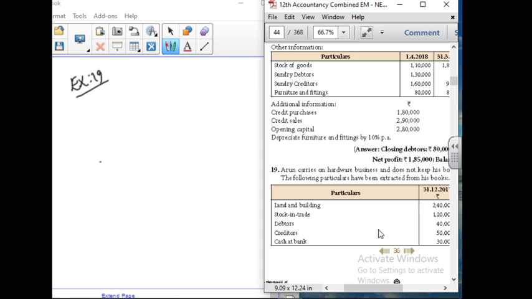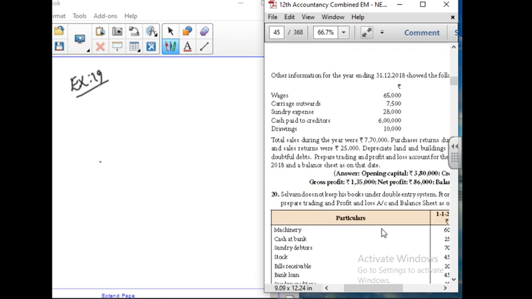First we will see the question whether the information is given. Other informations on 31/12 is given here: wages, used for the trading account. Carriage out, you know where the carriage in and out is used, in the profit and loss account. Carriage outward, sundry expenses, profit and loss account. Cash paid to creditors comes under the total creditors account. Drawings, you know, it is under the liabilities.